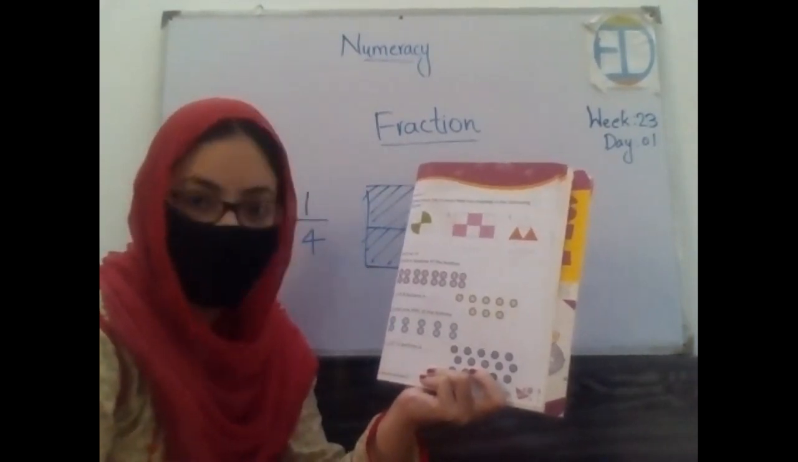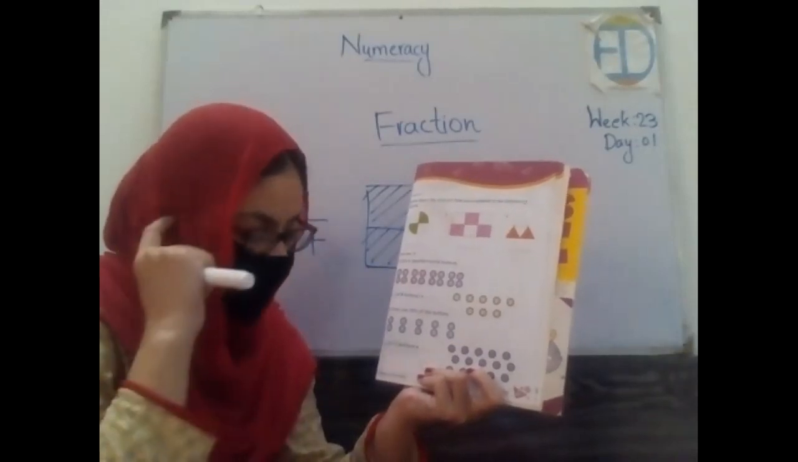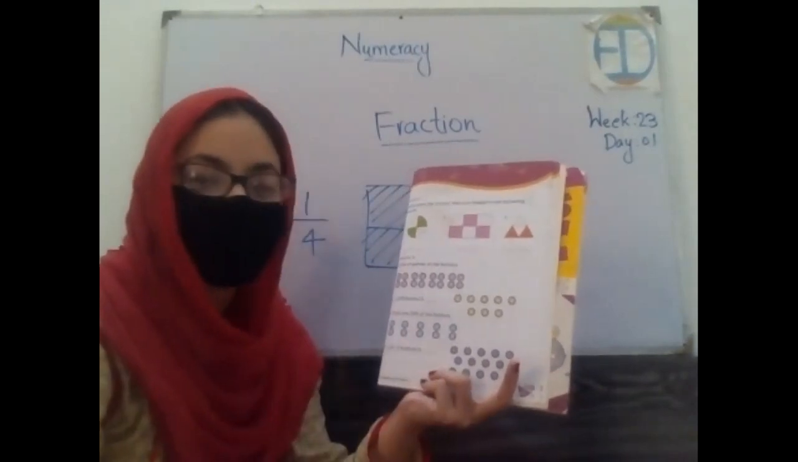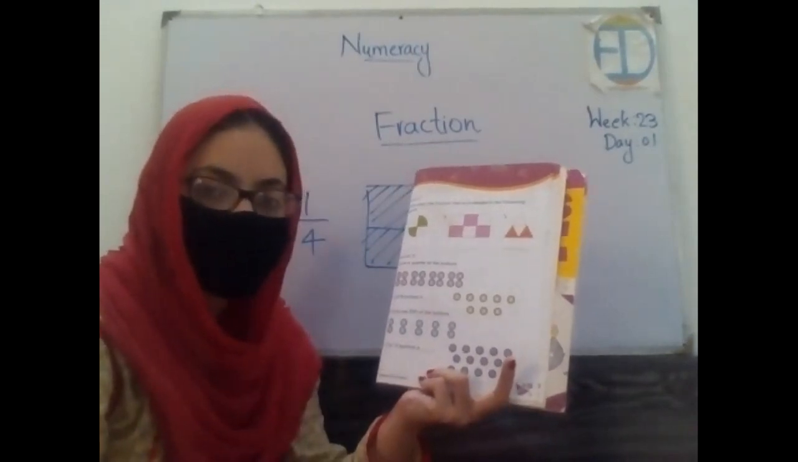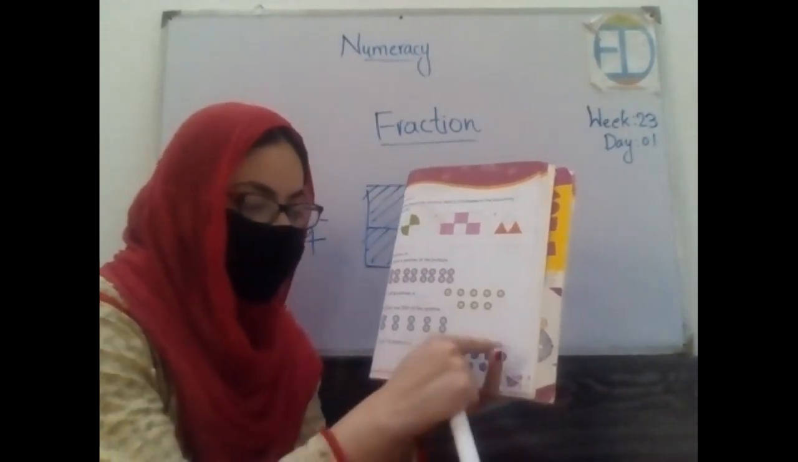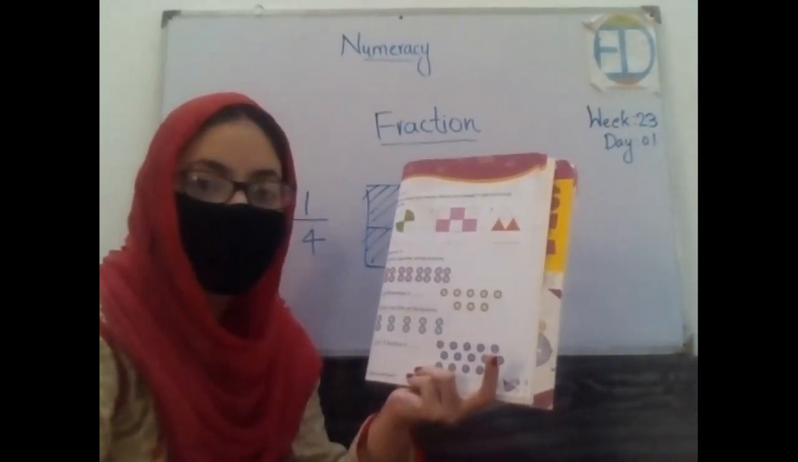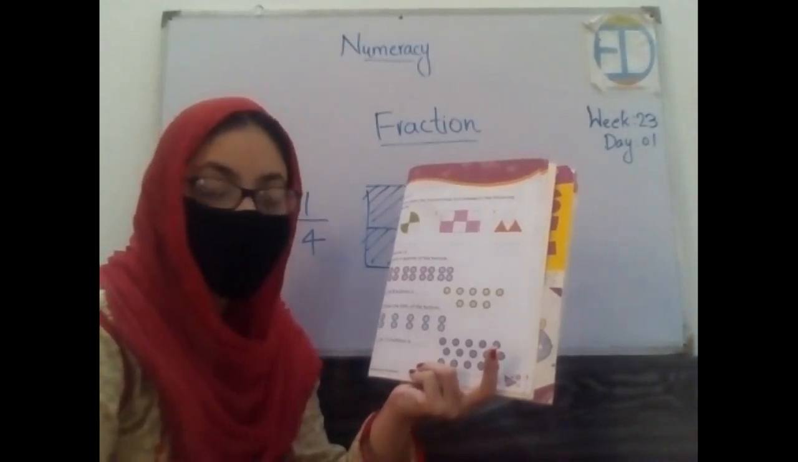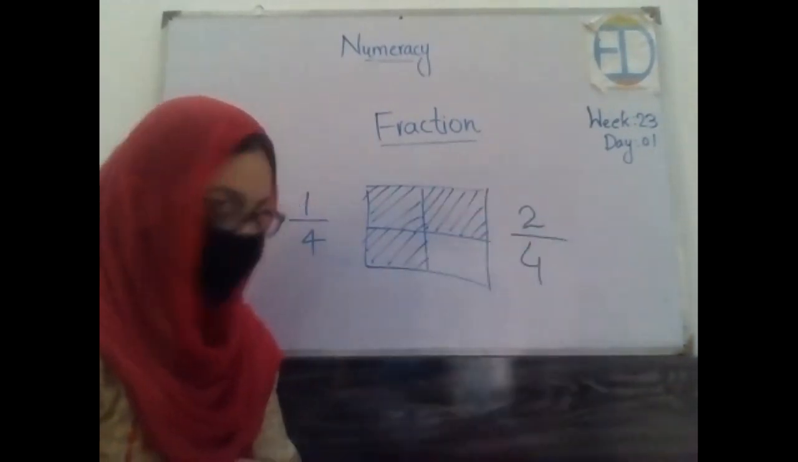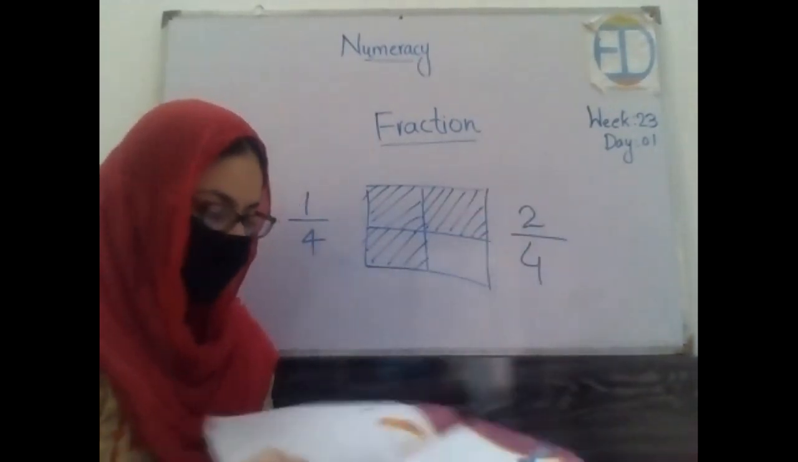It would be 1, right? Yes. Then 1/5 of 15 buttons. What would be the 1/5 of 15 buttons? Divide these 15 buttons into 5 parts. So how many buttons would come in 1 part? 3. Excellent. Very good. Okay.